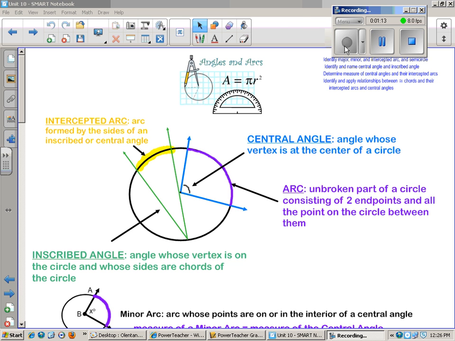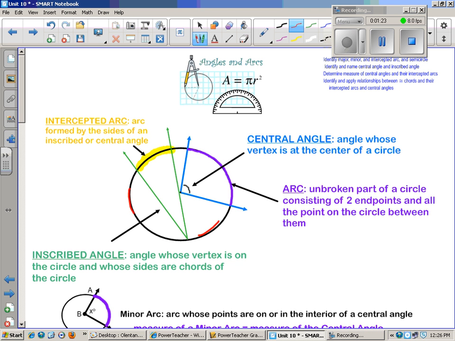Okay, and then an arc is just a piece of a circle. So that could be an arc. That could be an arc. It's just a piece of a circle. An intercepted arc is a specific piece of the circle. It's the piece of the circle that gets cut out by the angle.